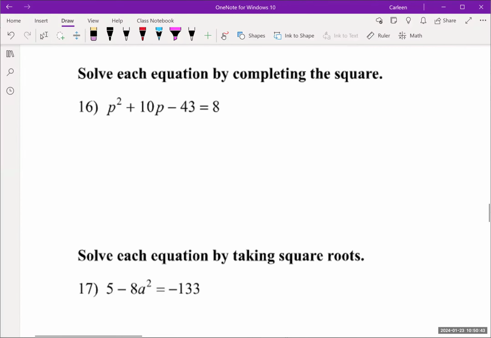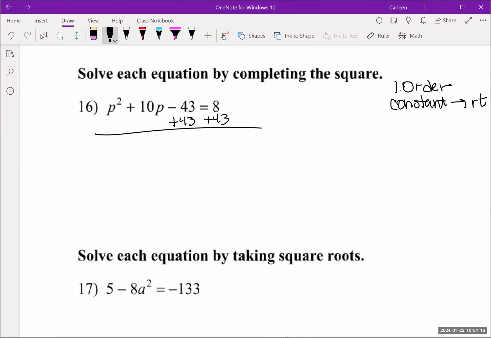Solve by completing the square. Okay, so solve by completing the square. First, we're going to have the order. I want my squared term. I want my linear term. I'm going to move the constant term to the right. So I'm going to add 43. Now, there's different ways to do this. Sometimes you move the constant, sometimes you just kind of leave it floating over there.